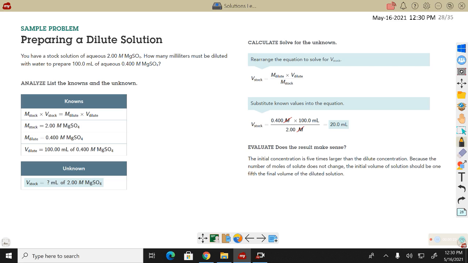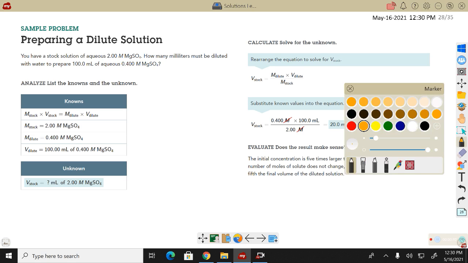You have a stock solution of aqueous 2 molar magnesium sulfate. How many milliliters must be diluted with water to prepare 100 milliliters of aqueous 0.4 molar magnesium sulfate? All right, so here's what I got. I know what I want. I want 100 milliliters of a 0.4 molar solution, and I'm going to start with a 2 molar concentrated solution. My stock solution is always the more concentrated version.